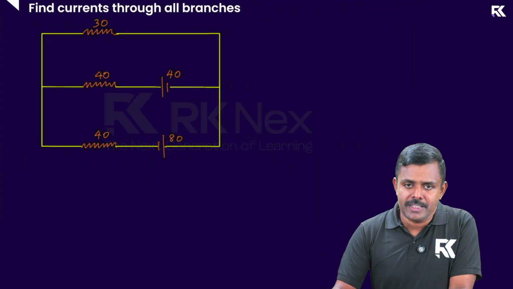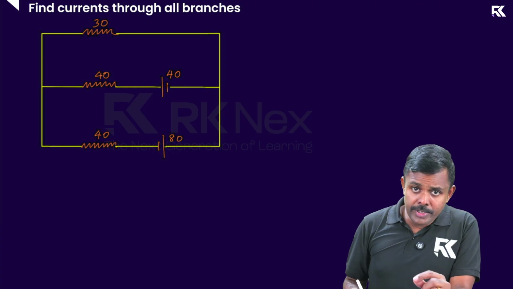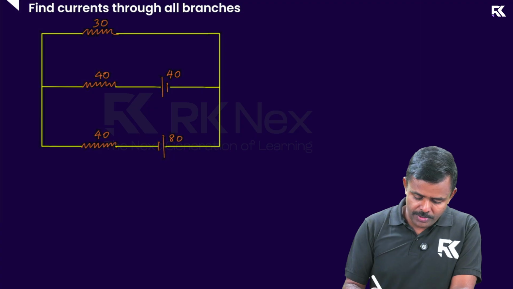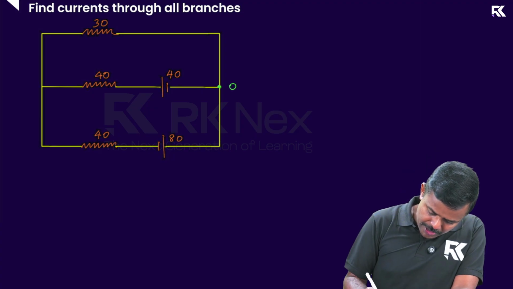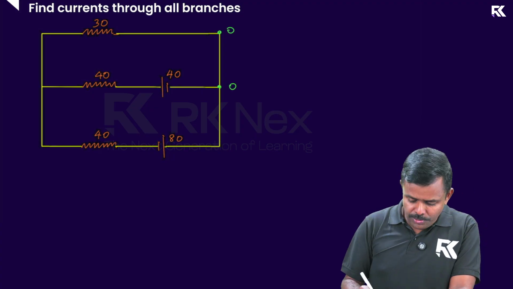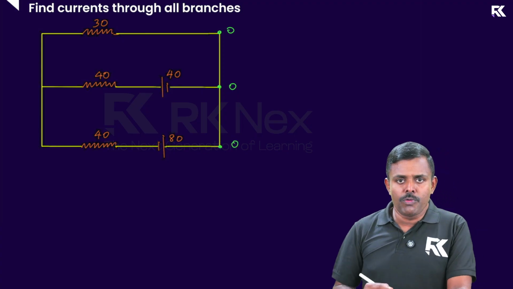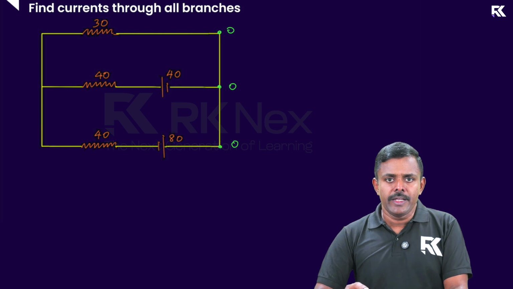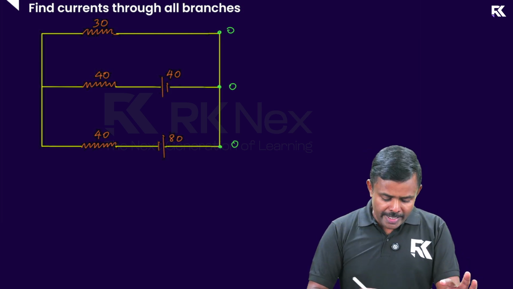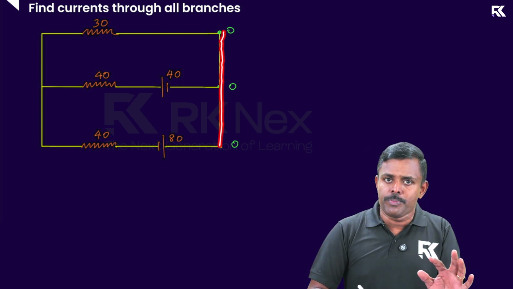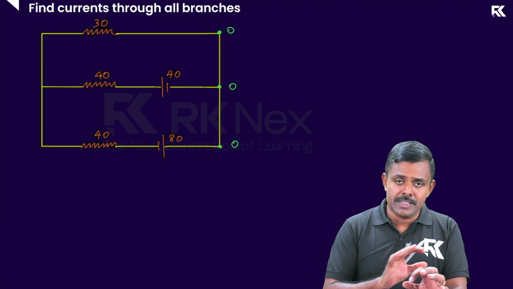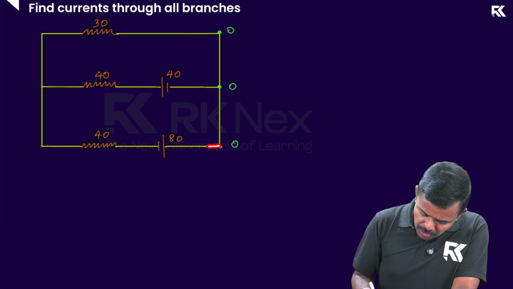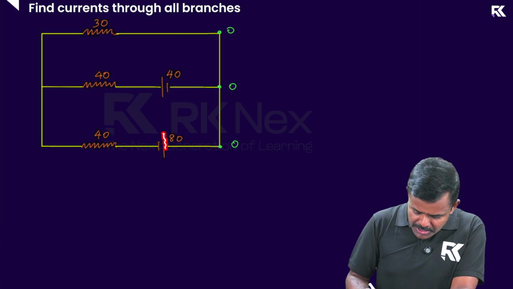Find currents through all branches. Now see this, I'm going to take the potential of these points as 0. So for this junction, potential is 0. This one is also at 0. This one is also at 0. Now why are they at 0? Because if you walk along this path, you don't find anybody, no resistor, no capacitor, no cell. As long as you don't find any component along your path, the potential is the same at all points on the path.